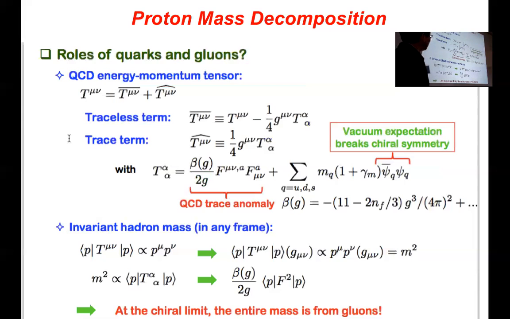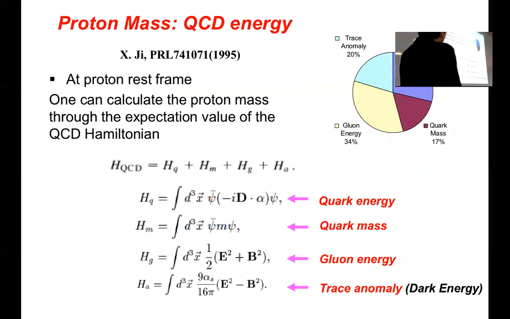This is more frame independent. You can also choose a rest frame. Then you can choose just the energy term. In the rest frame of the proton, the energy term can be decomposed into 4 different terms, and because it's a rest frame, the energy is its mass. So these 4 terms are quark mass, quark energy, gluon energy, and the last term, E field squared minus B field squared, is the trace anomaly.